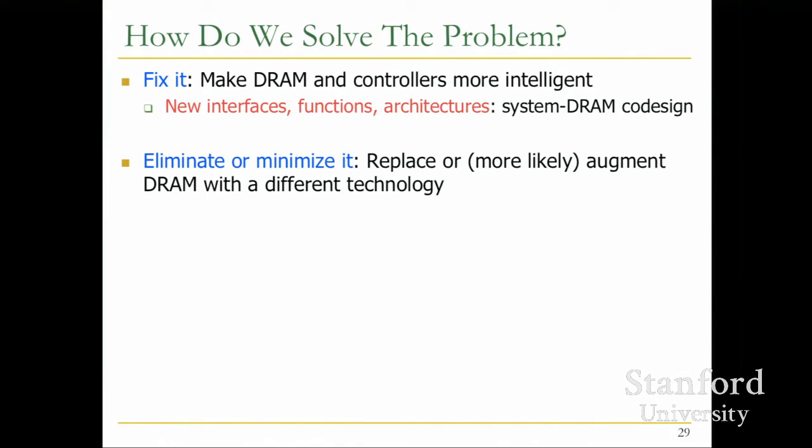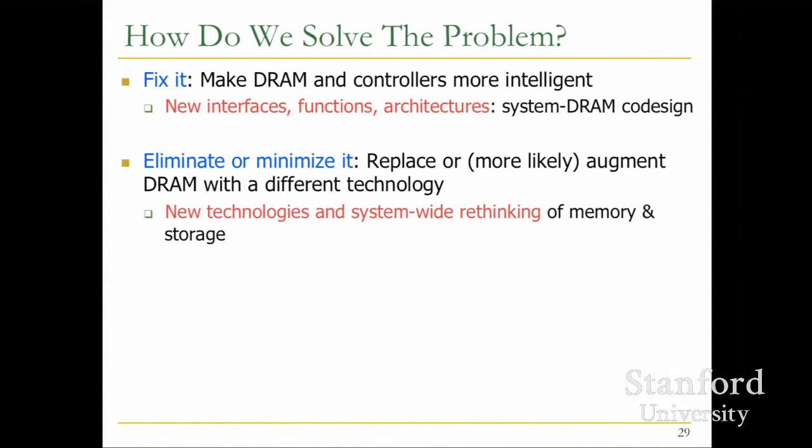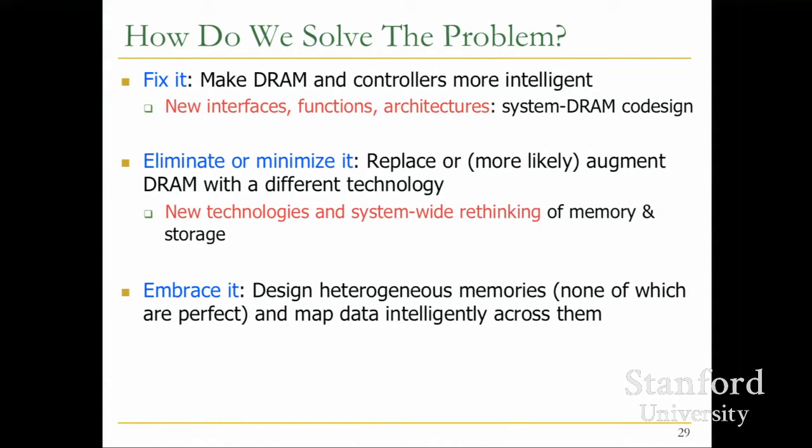The second solution direction, which is also promising in my opinion, is somehow trying to eliminate or minimize the problem. Basically, come up with a scalable technology that's much better than DRAM, that doesn't have these issues. Good luck with that, but I think this is really interesting to explore. Basically, this can open up new technologies and system-wide rethinking of storage and memory, depending on what kind of technologies you actually design.